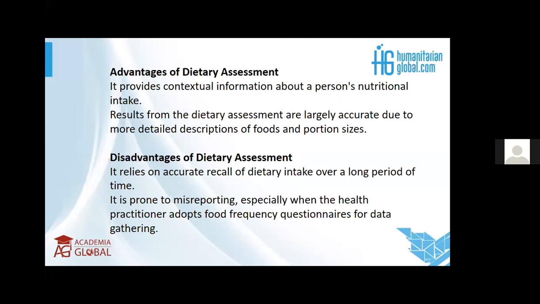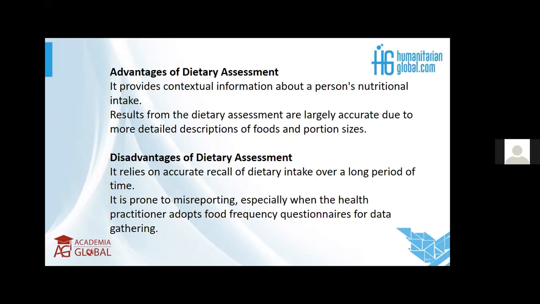Now, it has disadvantages. The methods might rely on accurate recall of the dietary intake, and this may present a problem, especially if the recall is expected for a long period of time. Some people might have forgotten what they have been feeding on for a very long period of time.